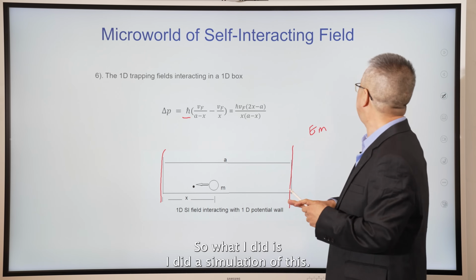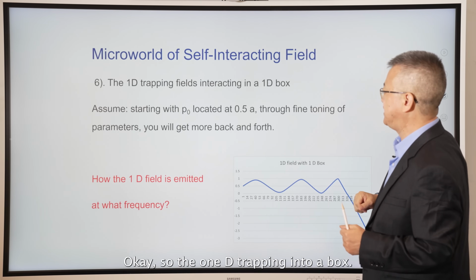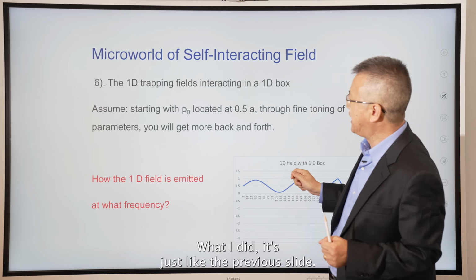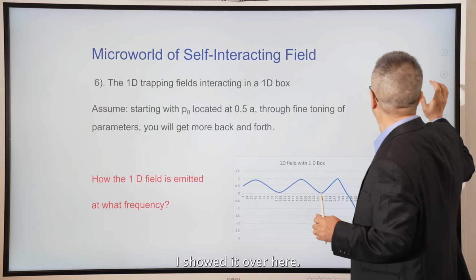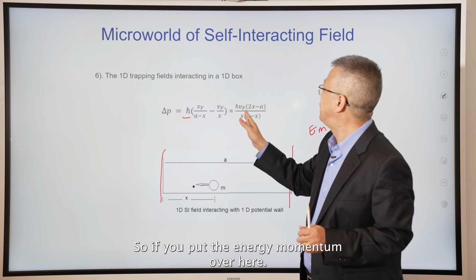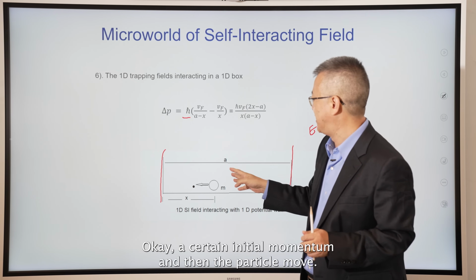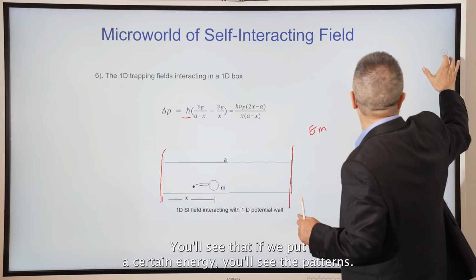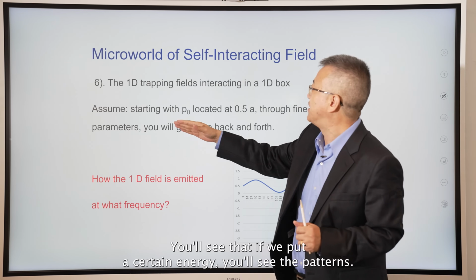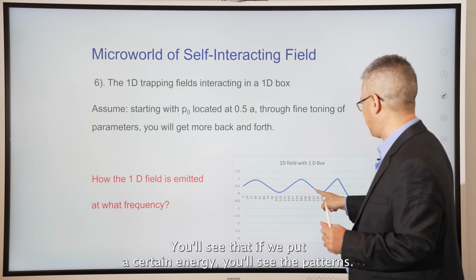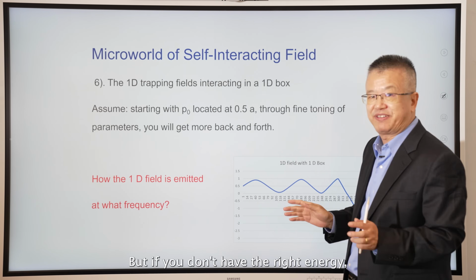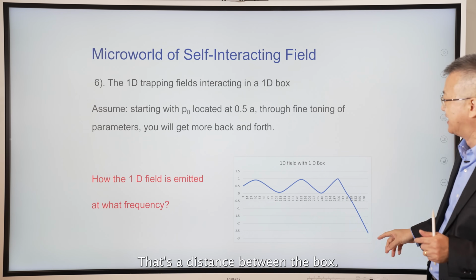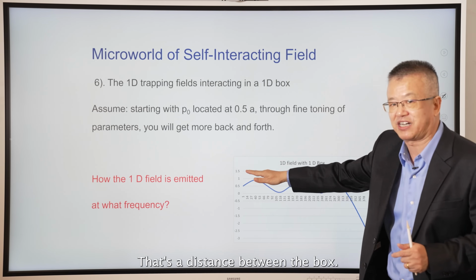So what I did is a simulation of this. The 1D trapped in a box. Just like the previous slide I showed over here, you put in the energy momentum, a certain initial momentum, and let the particle move. You see that if we put in a certain energy, you see the patterns. But if you don't have the right energy, the particle goes out. That's the distance between the box.